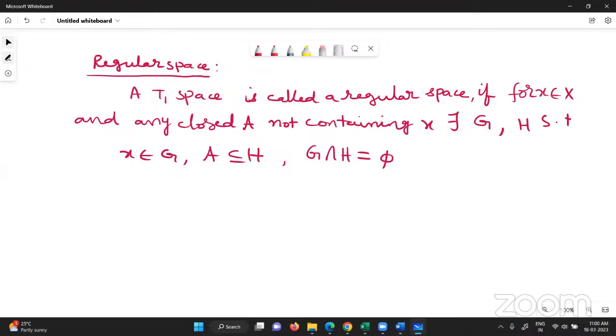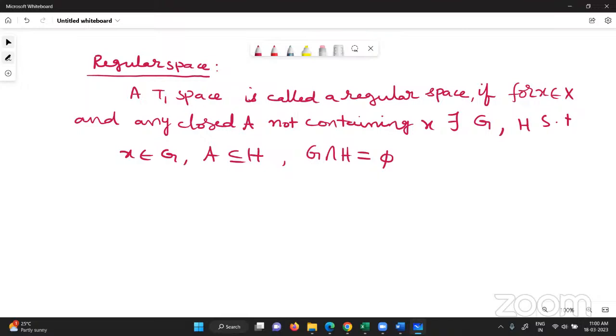Okay, so if you know the concepts of T1 space, Hausdorff space, regular space and normal space, then only you will be able to understand Urysohn's embedding theorem, Urysohn's lemma, and Tietze's extension theorem. These three theorems are very important theorems of topology. So here, let us just focus on the concepts.